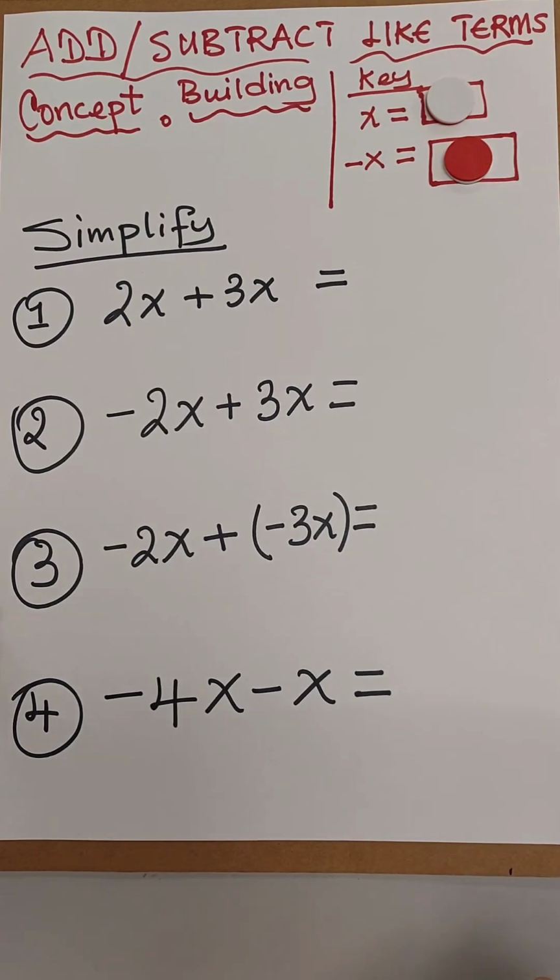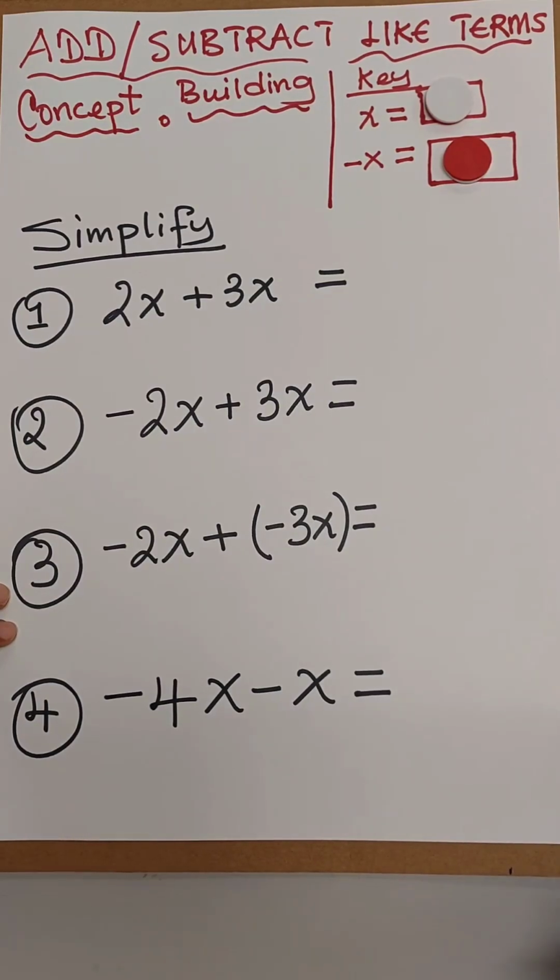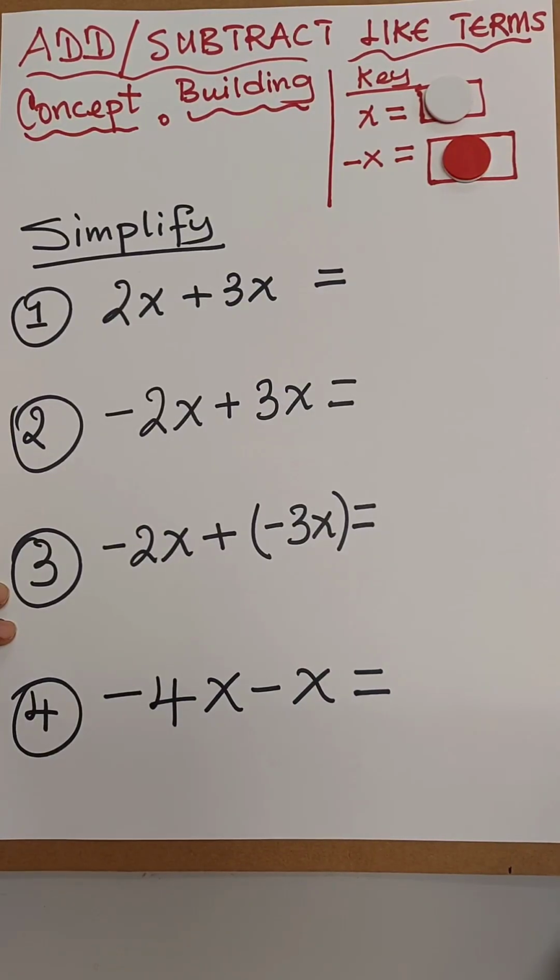When solving equations, adding or subtracting like terms is something that cannot be avoided. It comes up. In this video, we want to use a strategy to build the concept of adding and subtracting like terms. If the terms are already like terms, how do we add them? How do we subtract them?